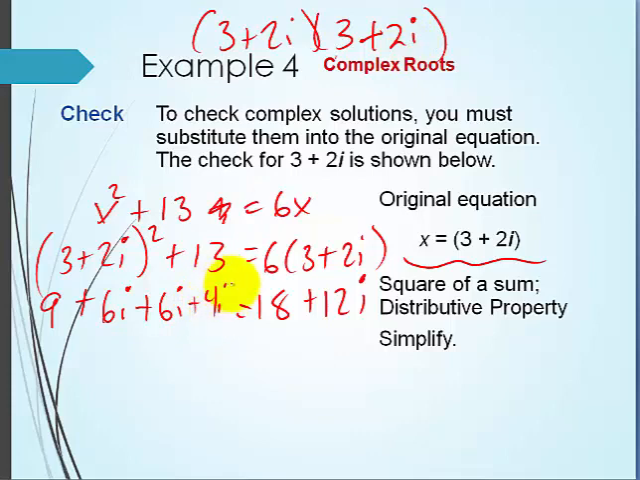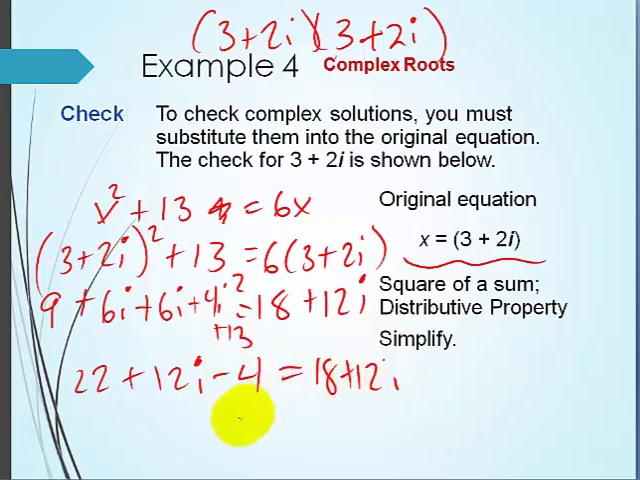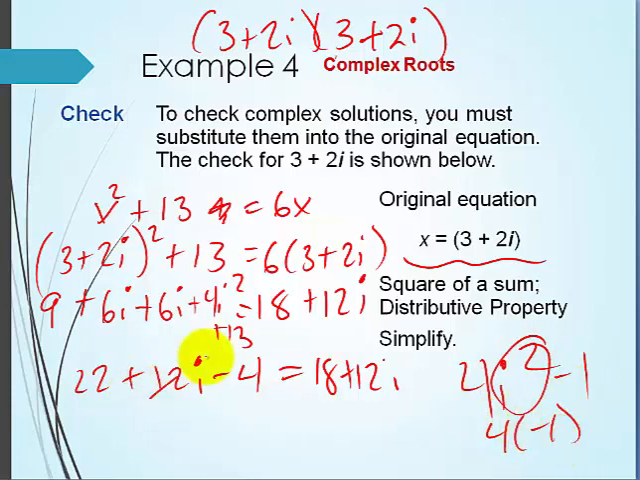And then we have that plus 13. I'm going to collect like terms. So I get 9 plus 13 is going to be 22 plus 12i, which is going to cancel on that right-hand side, minus 4. And again, we get that minus 4 because we have 4i squared, and i squared is equal to negative 1. So it's 4 times negative 1. These will cancel. 22 minus 4 is 18. So we're good.